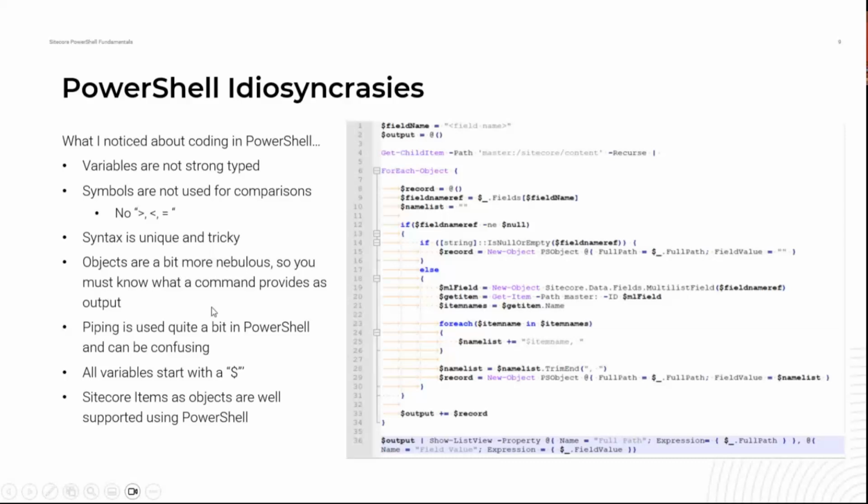Objects are a bit more nebulous, so you really need to know the output of a command to understand what's being fed to that variable that you may be assigning it to, and keep careful track of that.